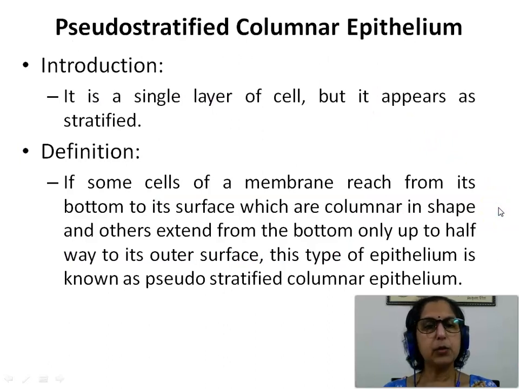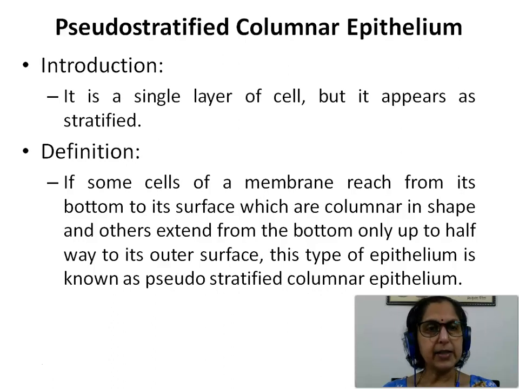Next we go on to study the pseudostratified columnar epithelium. It is a single layer of cells but it appears as a stratified layer or a multi-layered epithelium, hence called pseudo, which is false, stratified columnar epithelium. So it's a false stratification.